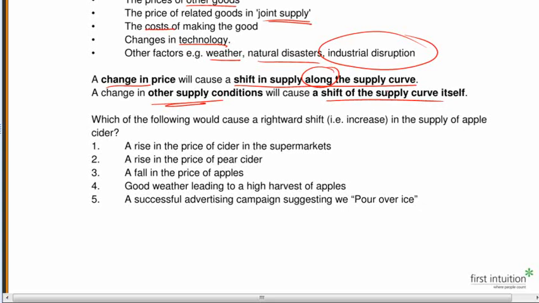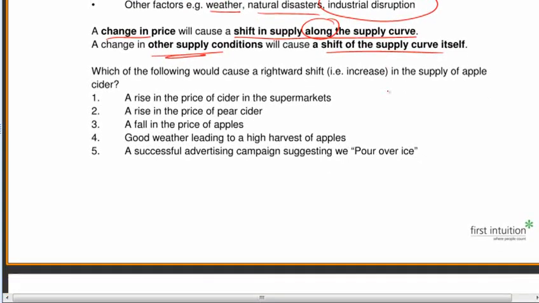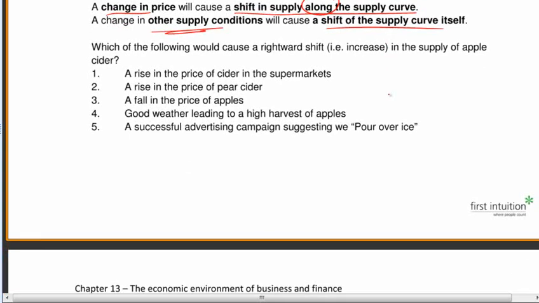So have a think about this one. It says, which of the following would cause a rightward shift, so an increase, in the supply of apple cider? So imagine that's your supply curve. Apple cider. Which one of the following, or which ones of the following, would cause a rightward shift? So will cause the supply curve to move from S to S1, for instance, so that at any given price, we're willing and able to produce more.